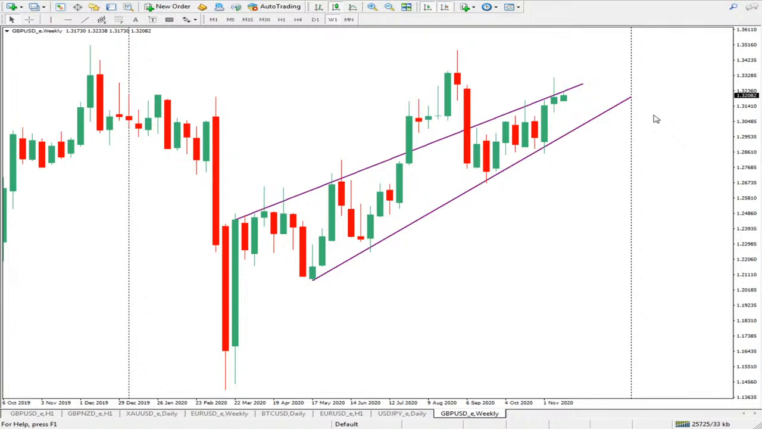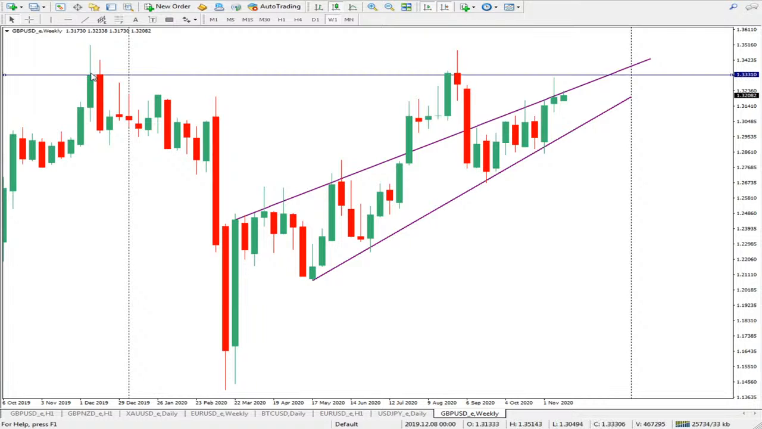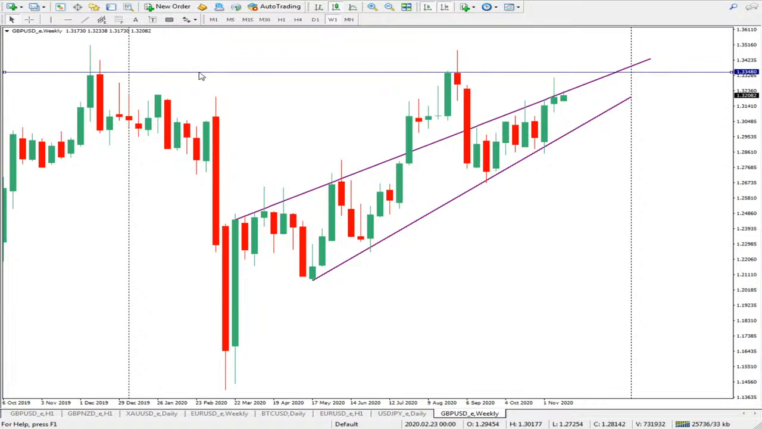And if the price breaks above this line, then we do expect a continuation to the upper side up to this level here. Technically this will be a good place where we want to look for a sell from, if the price comes back up to this level, 1.33281.